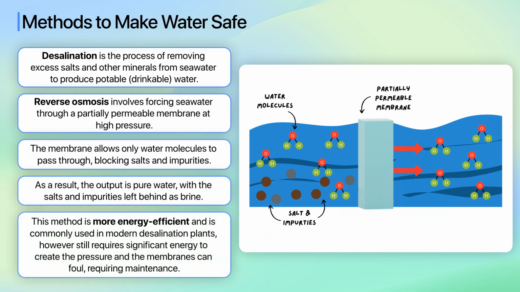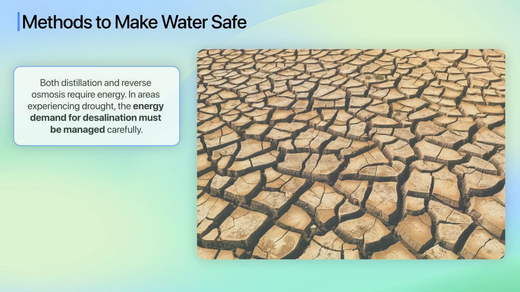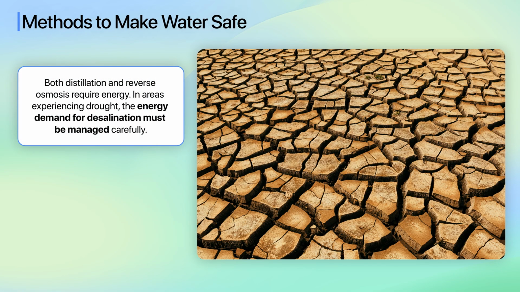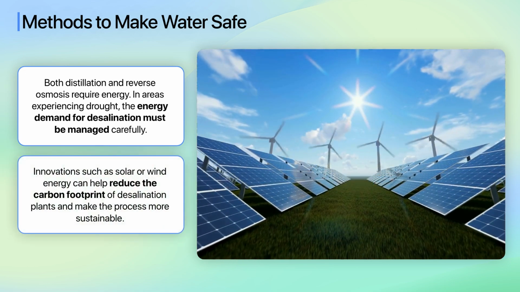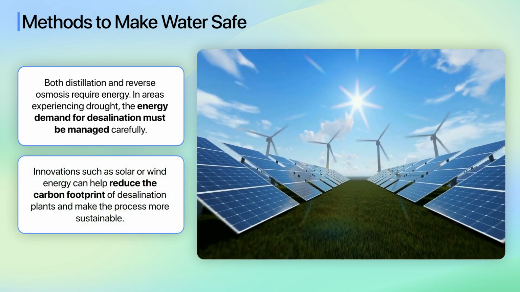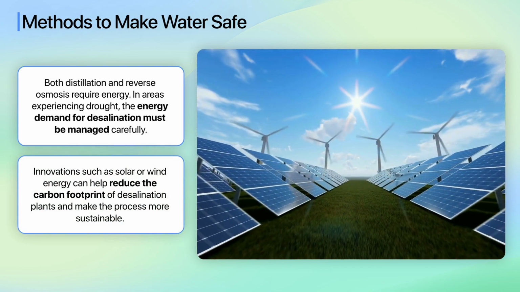This method is more energy efficient compared to distillation and is commonly used in modern desalination plants. However, the process still requires significant energy to create the necessary pressure, and the membranes can foul, requiring maintenance. Both distillation and reverse osmosis require energy. In areas experiencing drought, the energy demand for desalination must be managed carefully. Innovations, such as solar or wind energy, can help reduce the carbon footprint of desalination plants and make the process more sustainable.